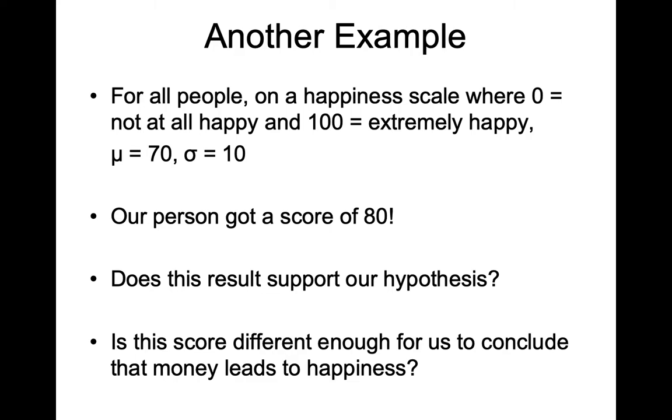And kind of more specifically, would this score of 80 be so different or such an extreme deviation from average for us to say, no, this person can't be sampled from this, we'll say, normal population. They must be sampled or taken from some other population of very happy people that have all this money. All right? So that's kind of the way that we're setting this up with null hypothesis significance testing.